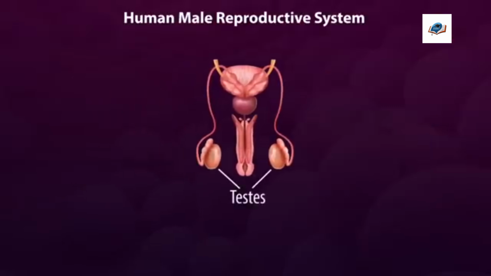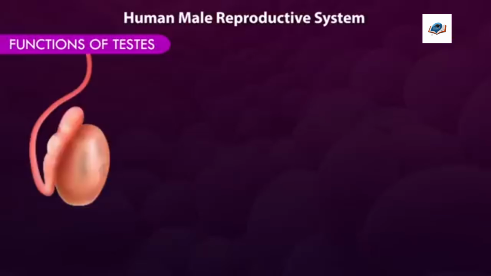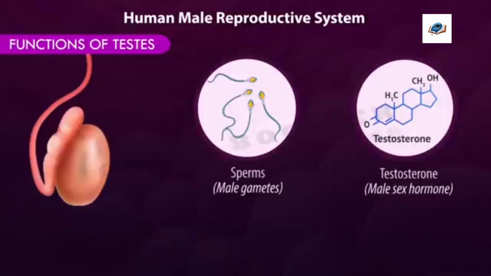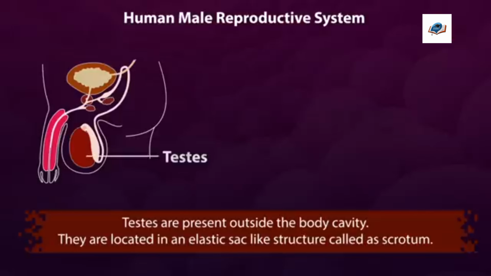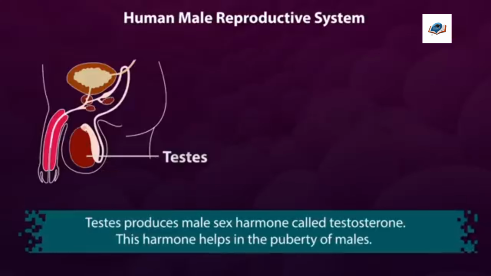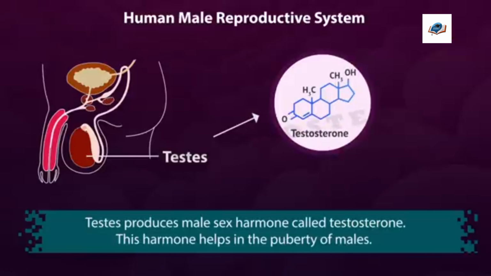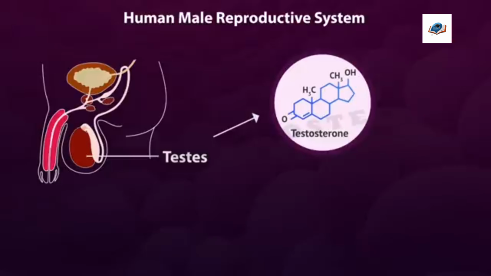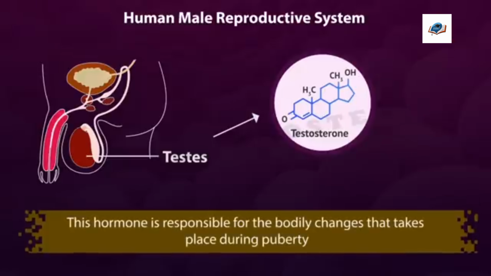There is a pair of testes present in the male reproductive system. The production of male gametes and secretion of male sex hormone is done by the testes. Testes are present outside the body cavity. They are located in an elastic sac-like structure called the scrotum. The testis produces the male sex hormone, that is testosterone. This hormone helps in the puberty of males. This hormone is responsible for the bodily changes that take place during puberty.